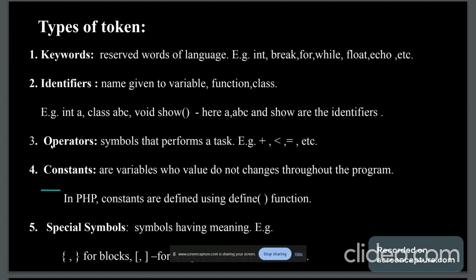Third type of token is operators. Operators are symbols that perform a particular task. For example, plus is an operator that performs the task of addition. Likewise, constants. Constants are the variables whose value does not change throughout the program. In PHP, we have seen the constants are defined using the define function. Last type of token is special symbol. There are a few symbols that we use in programming languages, like semicolon is used for terminating the statement, then square brackets are used for arrays, etc.